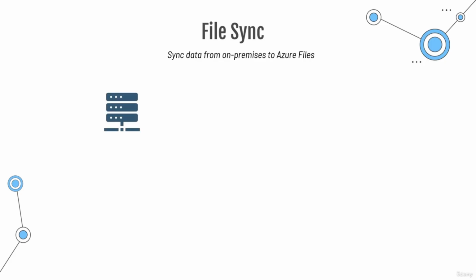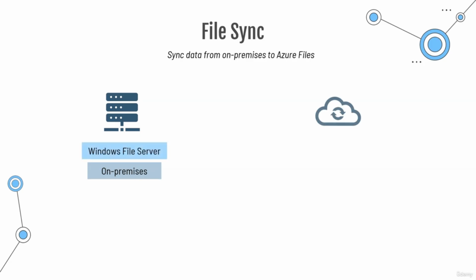And like this, we can use them both together. We have on the one side our on-premise file server. Usually this is some Windows file server. And then of course in the cloud, we also have Azure Files where we can create our file shares.